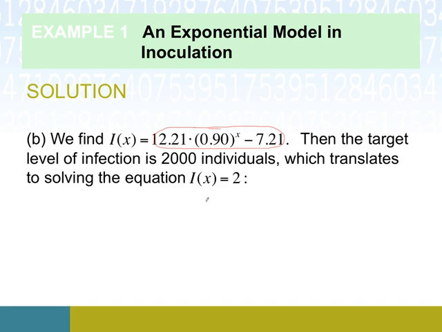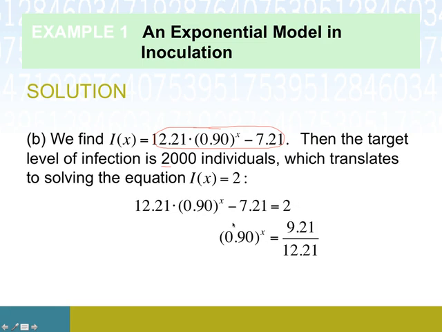So that translates to solving I of x equals 2. We've got to be careful. This is not asking for x to be equal to 2. X is the number of people that we inoculate, so this is actually an output they're giving us. Since we've got this formula for how many people get sick, we can take this entire expression and set it equal to 2.